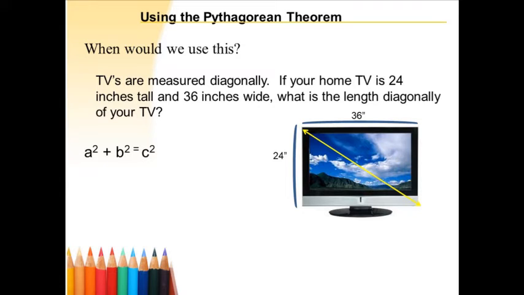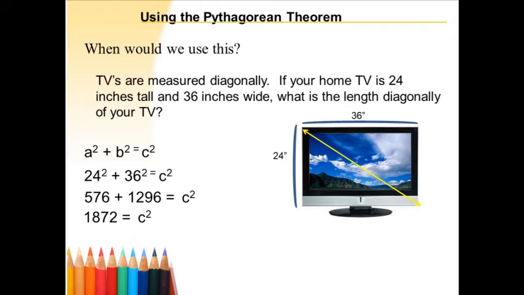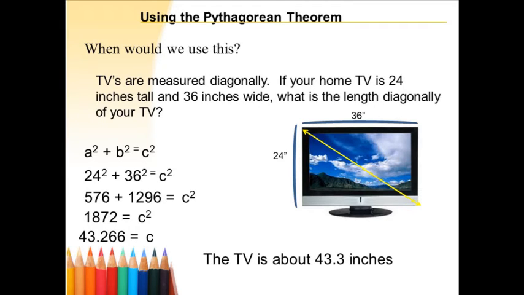So therefore, you will have a squared, that is 24 squared, plus b squared, that is 36 squared, equals c squared. Simplifying the left side, that is 576 plus 1296 equals c squared. Combined by adding the left side, 576 plus 1296 equals 1872, and then take the square root of both sides. So you will get c equals 43.266. Therefore, the TV is about 43.3 inches long.